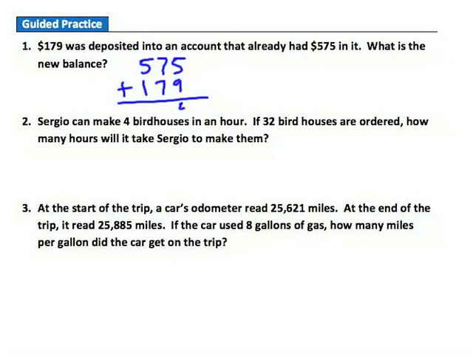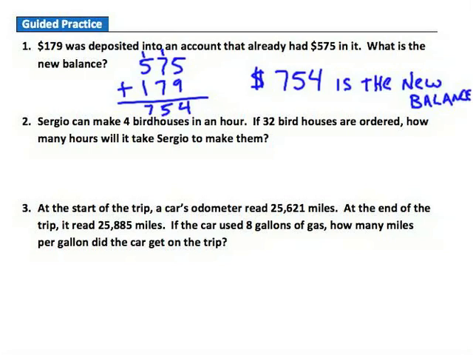5 plus 9 is 14. Carry the 1. 1 plus 7 is 8. Plus 7 is 15. Carry the 1. 1 plus 5 is 6. Plus 1 more is 7. So it looks like the new balance in our account is going to be $754.